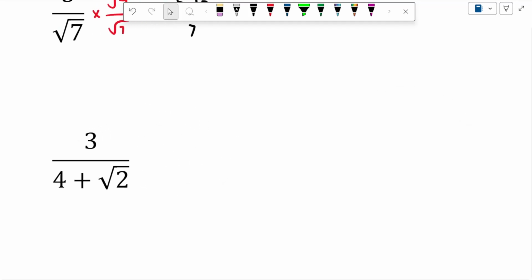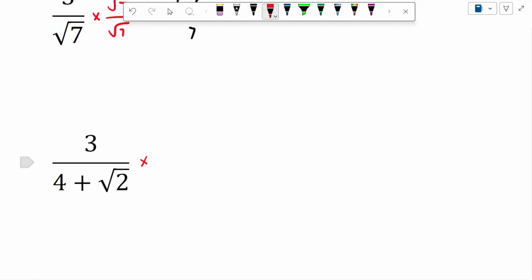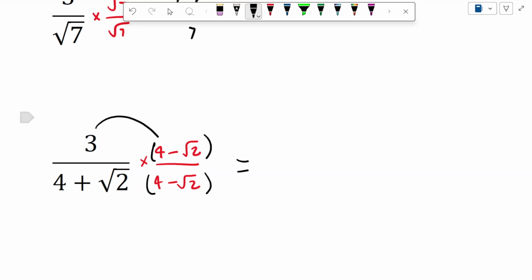Here, 3 over 4 plus root 2, you have to times by what I call the conjugate, or 4 take root 2. So if it was a plus there, you change it to a take, and vice versa. If it was a take, you change it to a plus. You're then going to FOIL out the top and the bottom. So this is 3 into 4, and 3 into root 2 there. On the bottom, you're going to FOIL this out.